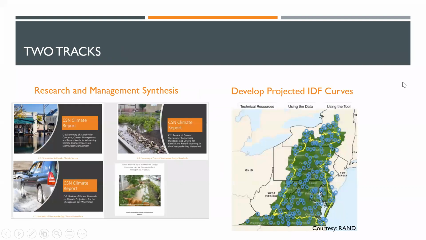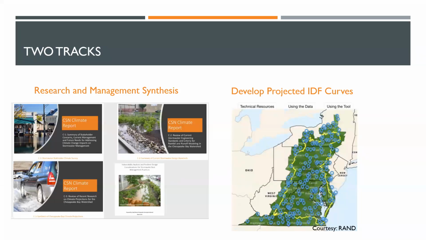So just again, to set the stage a little bit, there are 2 tracks of this work. We have been working on this research and management synthesis piece. So these are the 4 memos. There are links to where you can find those at the end of today's presentation. I think I actually have them in 2 places. I think they're on the next slide as well, which is to really just pull together current management practices that folks are using at the local and state level around the watershed to address climate change vulnerabilities with their stormwater infrastructure, take a look at what research has been done on climate projections around the Bay watershed, and then do this piece on vulnerability analysis.